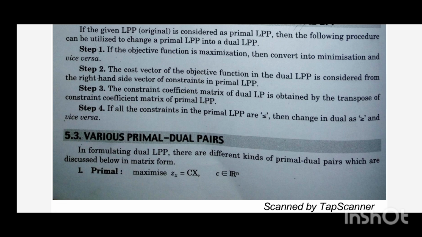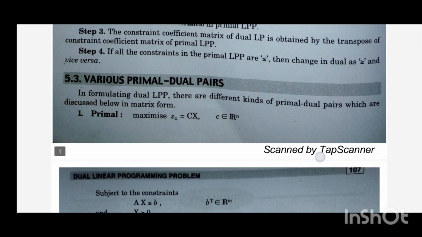Step number 3. The constraint coefficient matrix of the dual LPP is obtained by the transpose of the constraint coefficient matrix of the primal LPP. Next, if all constraints in the primal LPP are less than or equal to, then they change in the dual to greater than or equal to, and vice versa.